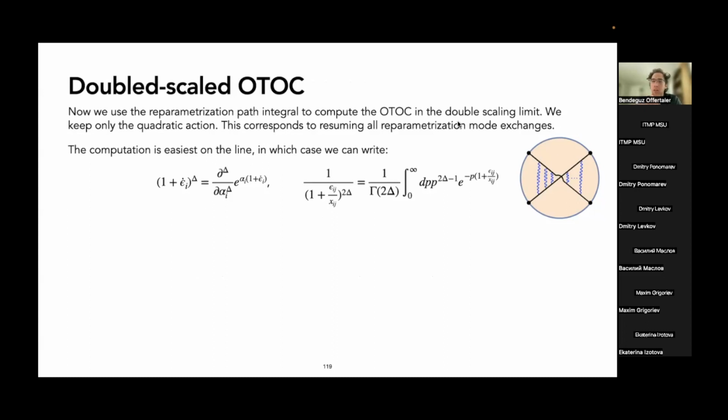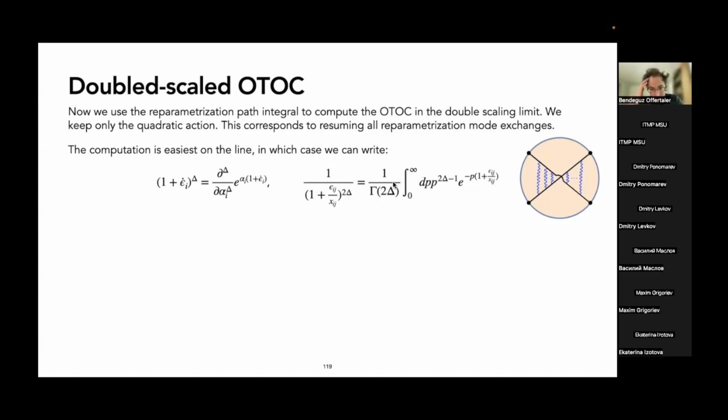Okay, finally, let's try to use this reparametrization path integral to compute the OTOC in the double scaling limit. We will do so out of necessity by keeping only the quadratic action, which corresponds to resumming only a subset of all possible diagrams in which the reparametrization modes are exchanged directly between the dressed 2-point functions. The honest computation of the double-scaled OTOC would require computing the loop diagrams at higher orders, which in general is very difficult. The fact that we are truncating to quadratic order in the longitudinal action and forgetting about the fluctuations of anything other than the reparametrization mode is an assumption that we have to make.